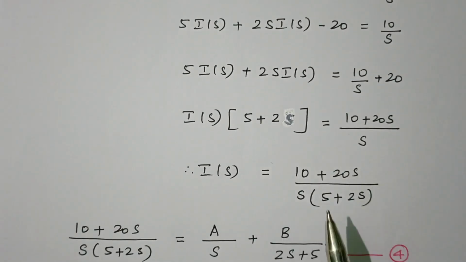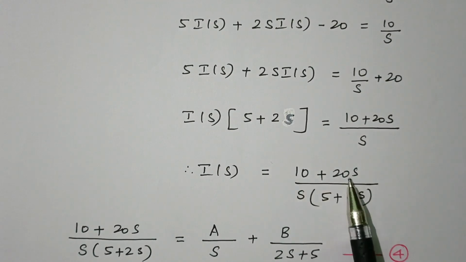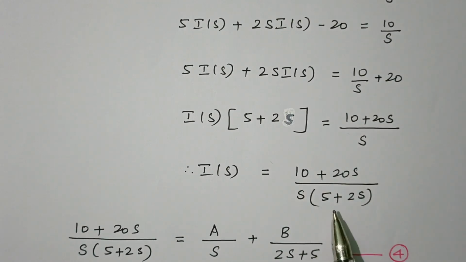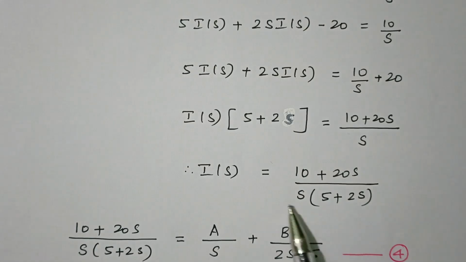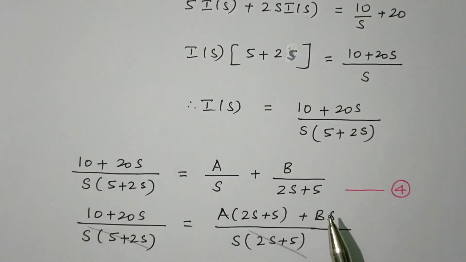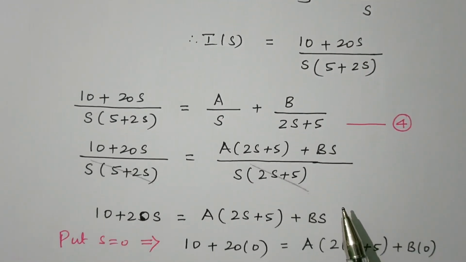Bring this term in the denominator: (10 plus 20s) divided by s into (5 plus 2s). Right. Now we need to take the inverse Laplace of this equation so that we can determine the circuit current. While taking inverse Laplace, we get the t domain again. Initially the t domain is converted into the s domain by Laplace transform; again the s domain is converted into the t domain by inverse Laplace. But we cannot take the inverse Laplace directly here. It should be in a particular format, then only we can take the inverse Laplace.